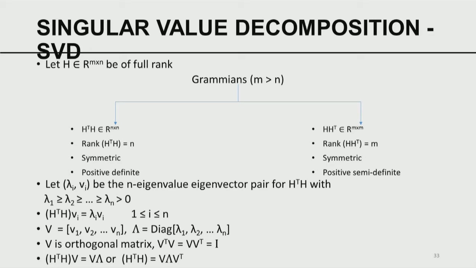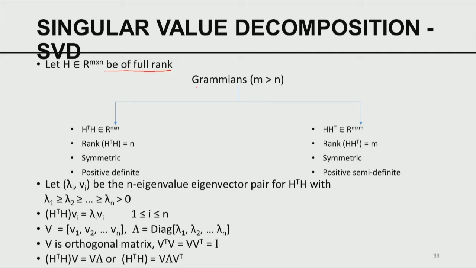Now I'm going to go for the last of the three matrix decomposition methods, which is called the singular value decomposition. Singular value decomposition's acronym is SVD. This is the third alternative method for solving linear systems. I'm going to assume my matrix H is again a full rank matrix.